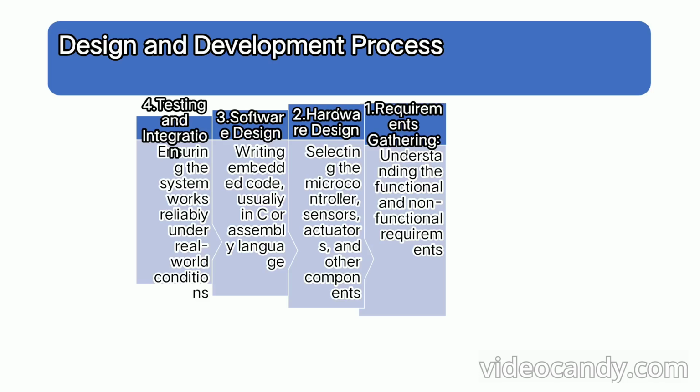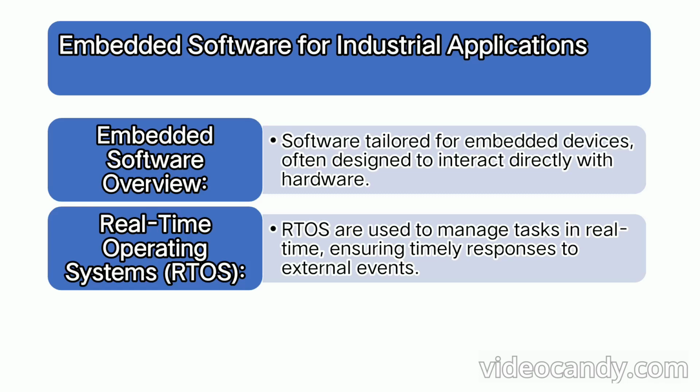Design and development process. First, we have to gather the functional and non-functional requirements, and then we have to select. For hardware design, we have to select the microcontroller, sensors, actuators, and other components. For software design, we write the embedded code, usually in C or assembly languages. At last, we test and integrate using real-world applications.